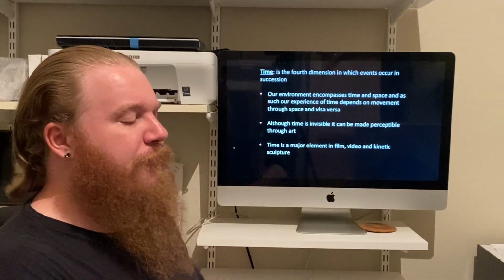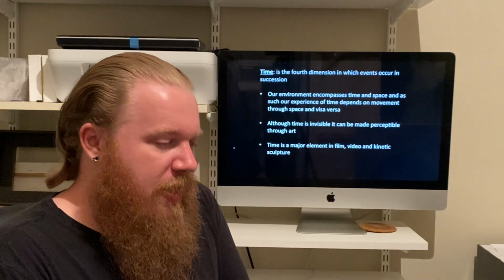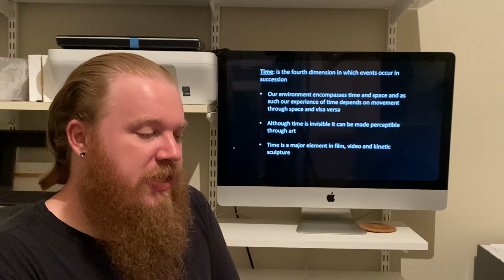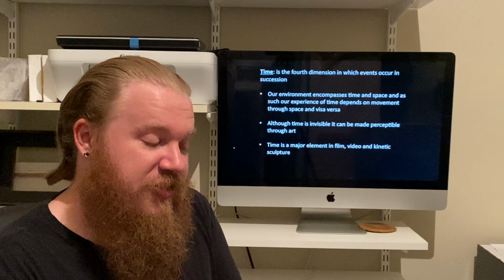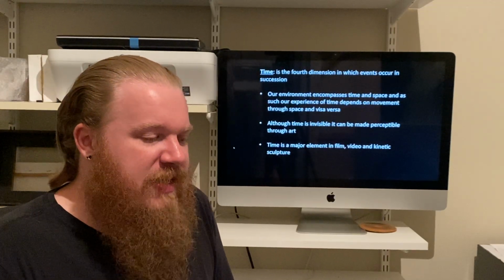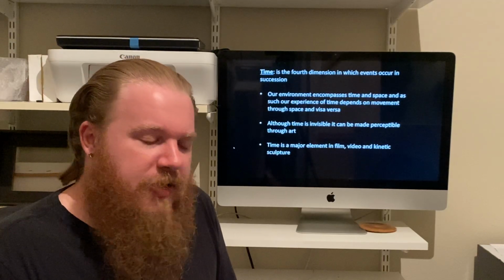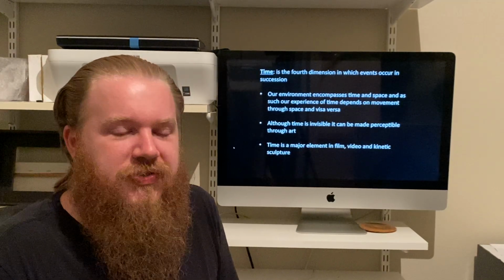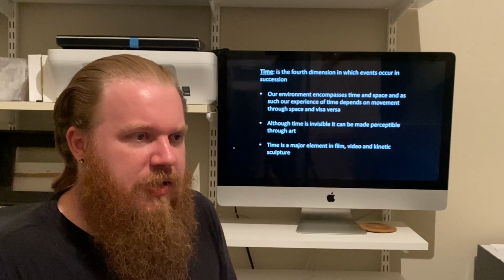Now, aside from that, our other major element is going to be time. And time is the fourth dimension in which events occur in succession. So our environment encompasses time and space, and as such, our experience of time depends on movement throughout space and vice versa. So time is a tricky thing in art.